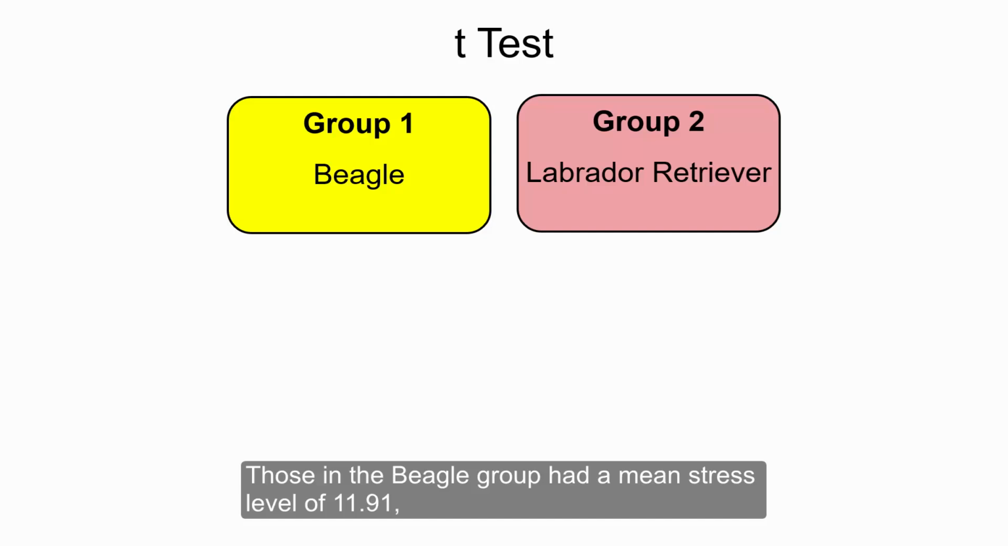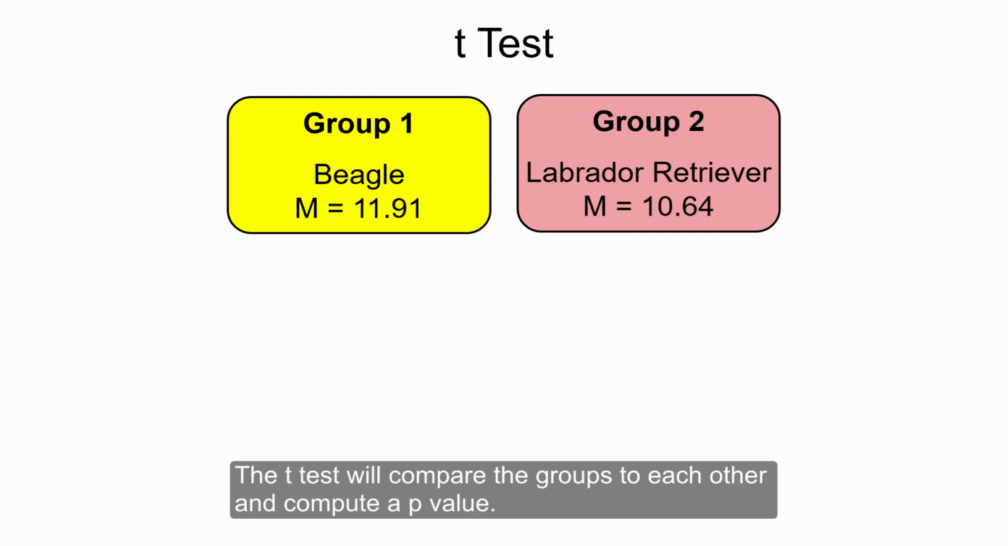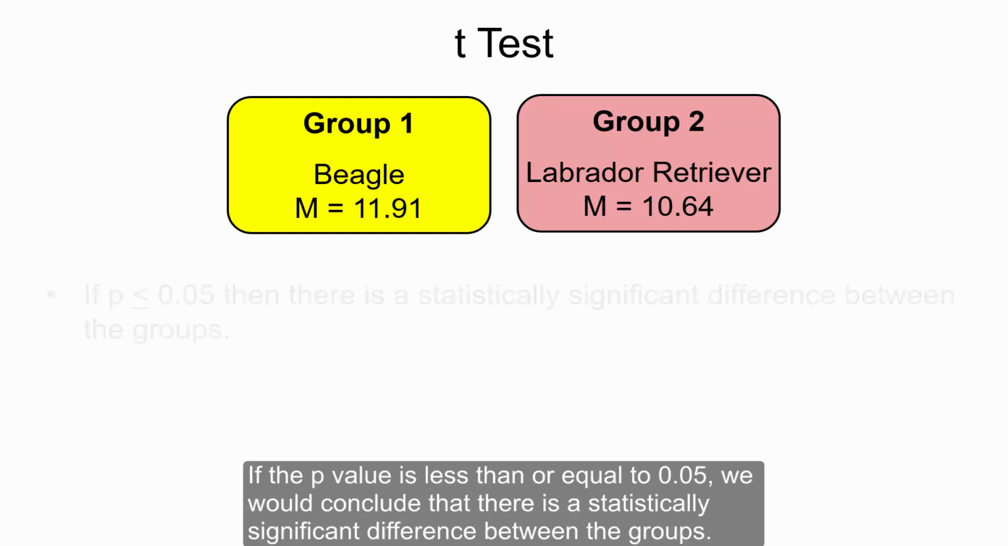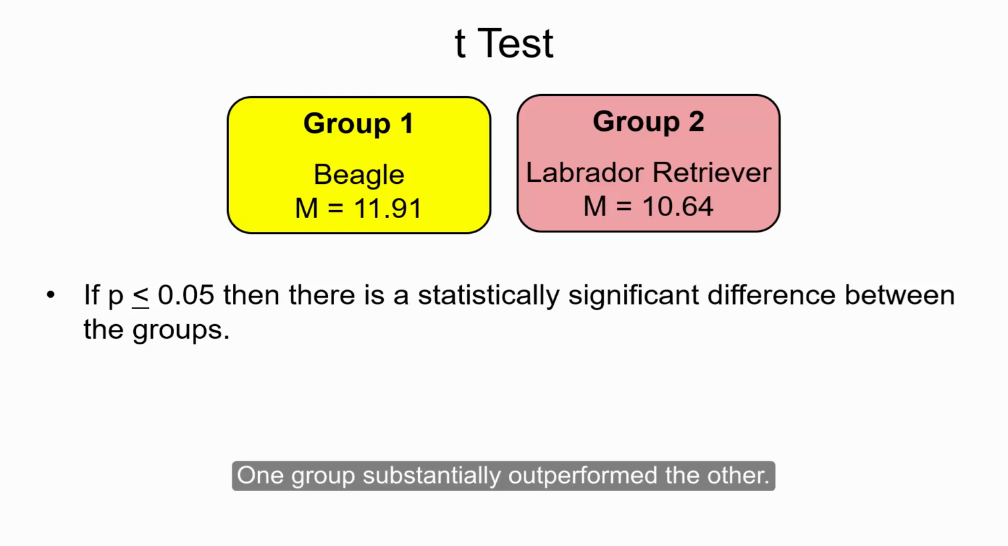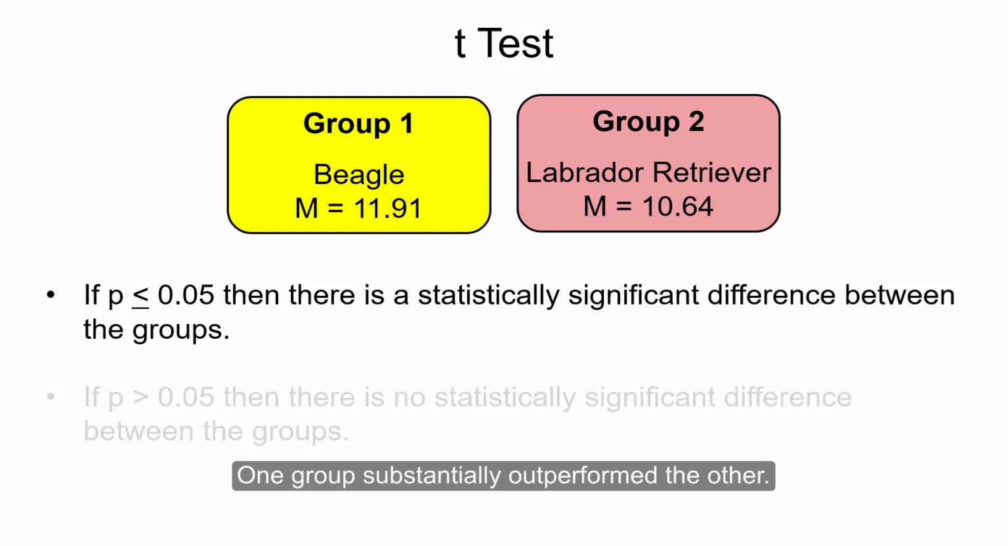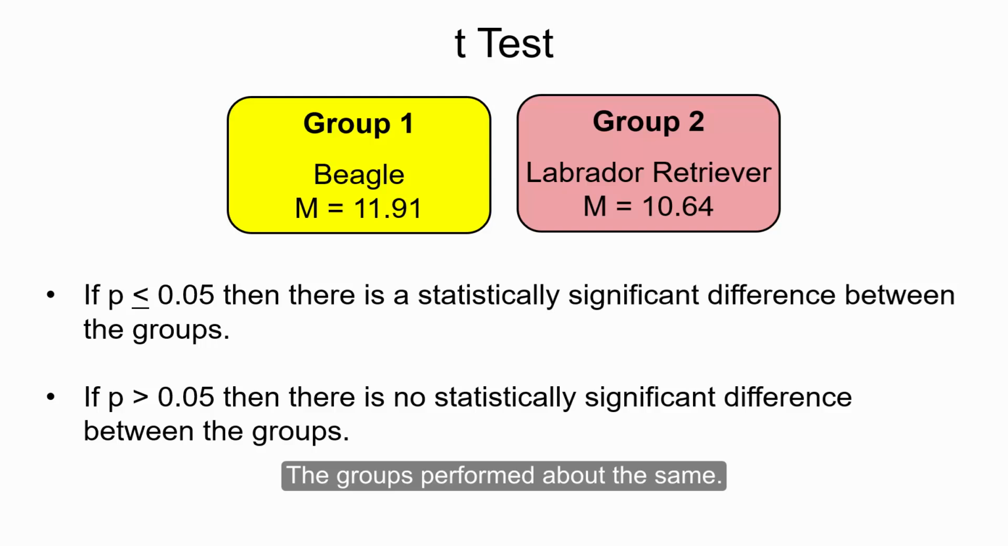Those in the Beagle group had a mean stress level of 11.91, and those in the Labrador Retriever group had a mean of 10.64. The t-test will compare the groups to each other and compute a p-value. If the p-value is less than or equal to 0.05, we would conclude that there is a statistically significant difference between the groups. One group substantially outperformed the other. If the p-value is greater than 0.05, we would conclude that there is no statistically significant difference between the groups. The groups performed about the same.